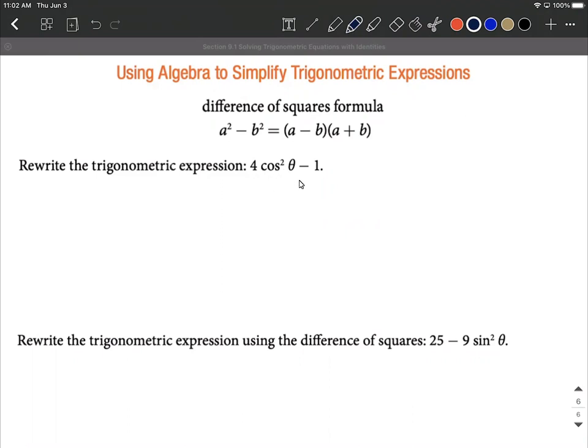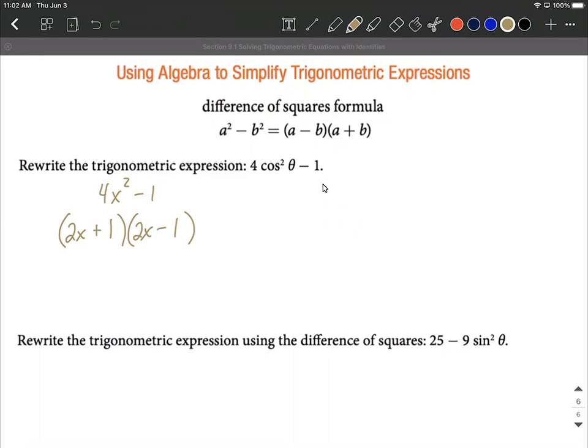We have 4 cosine squared of theta minus 1. Now, if it helps you in visualizing this, you could maybe replace that cosine squared with an x, because I think we've all seen more factoring like this, like 4x squared minus 1. You're much more comfortable seeing an x in that spot instead of a cosine, and I understand that. But how this on the left-hand side would factor is you go 2x and 2x to make the 4x squared, 1 and 1 to make that 1, make 1 positive and 1 negative.